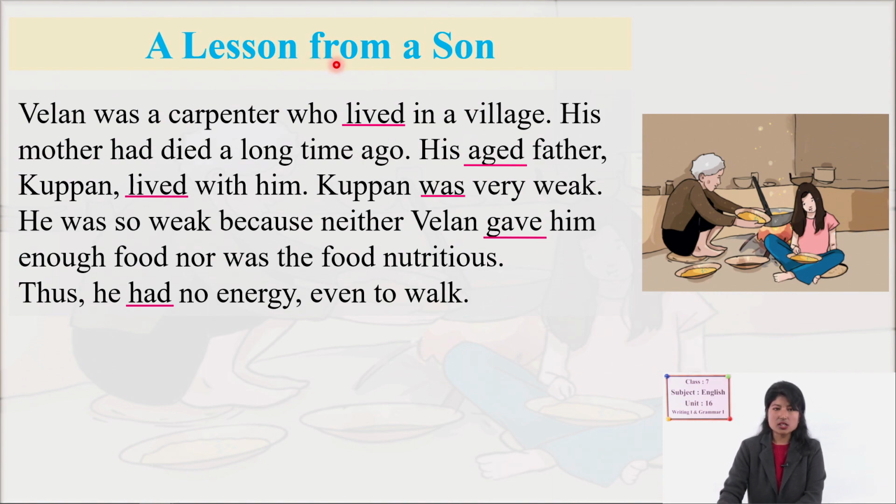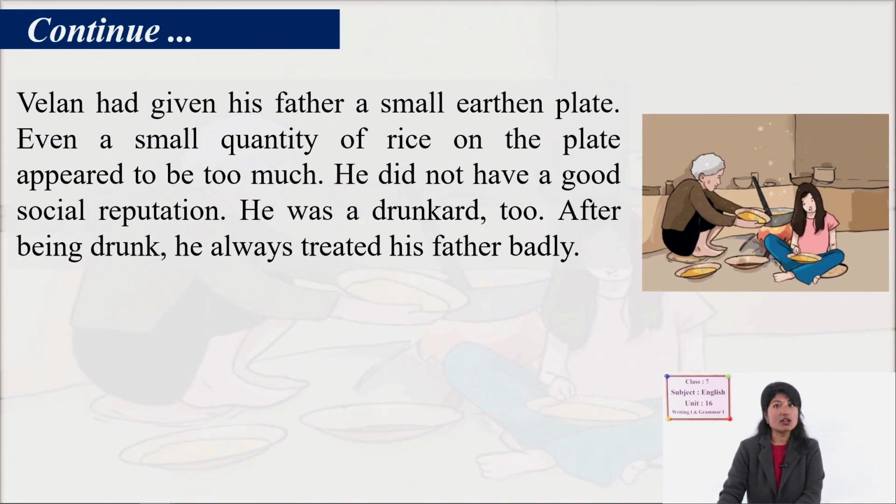Okay, so we continue the story and underlining task as well. As I read the story, you are to underline the verbs. Okay? All right. Velen had given his father a small earthen plate. Even a small quantity of rice on the plate appeared to be too much. He did not have a good social reputation. He was a drunkard too. After being drunk, he always treated his father badly.